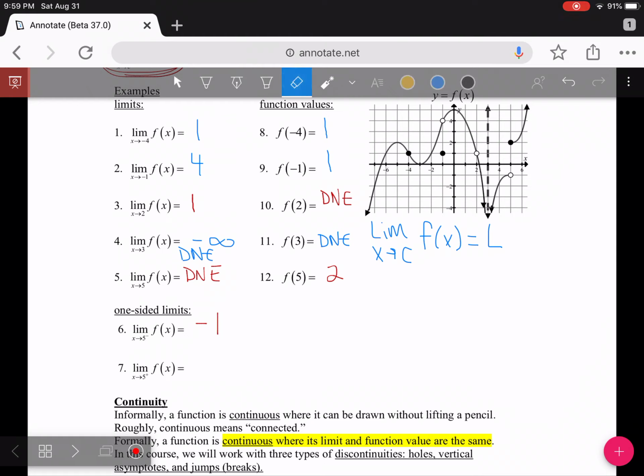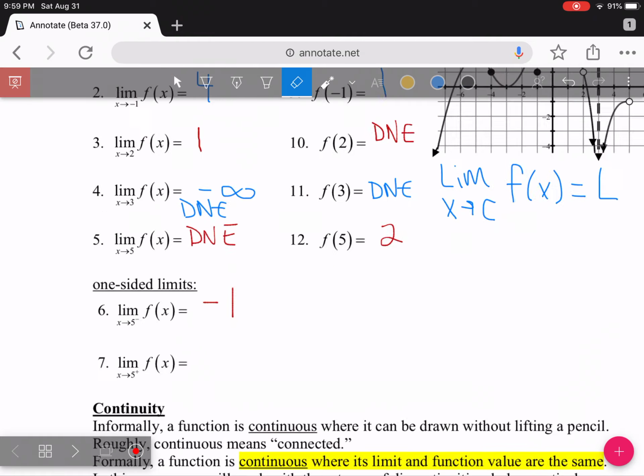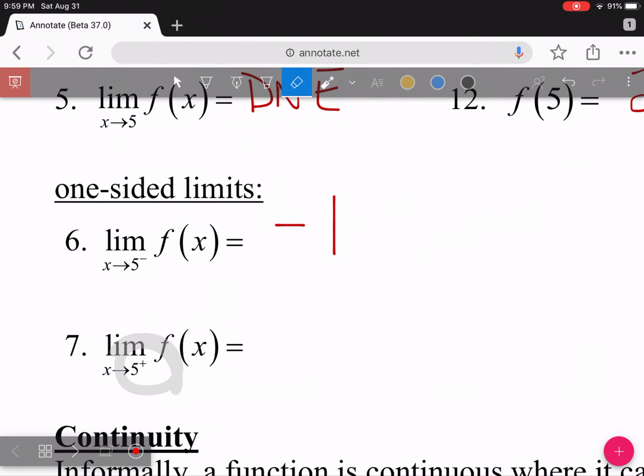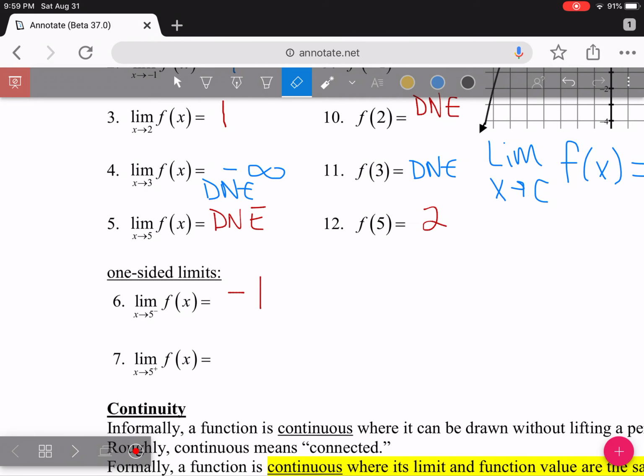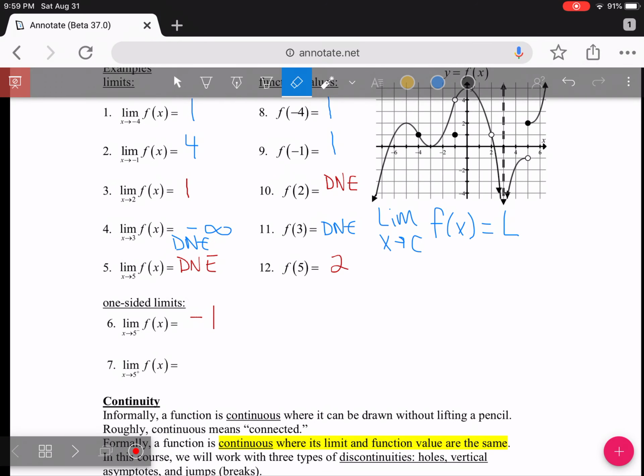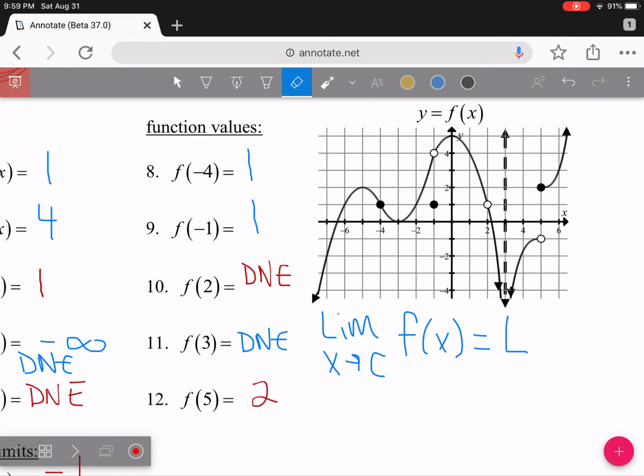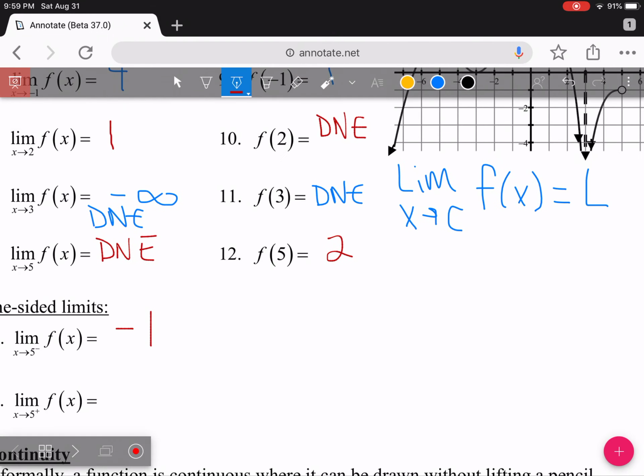And then we look at it from the positive direction. That's what this plus sign means next to the 5. That means that we're looking at it from the positive side. So we're going to look at this one again, and we're going to say, okay, if I'm walking along my function from the positive direction, and I'm getting really close to 5, well, I'm approaching the y value of 2. So the limit as x approaches 5 from the positive direction is 2.